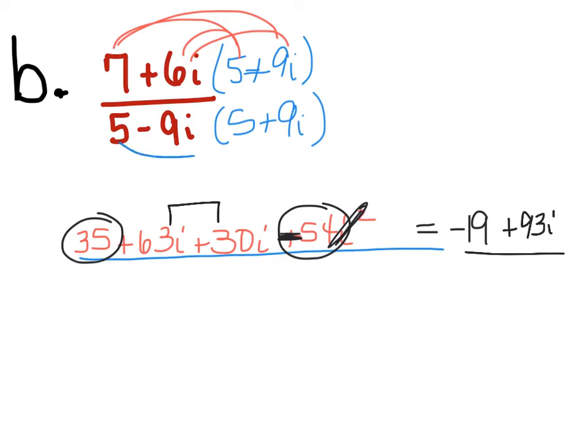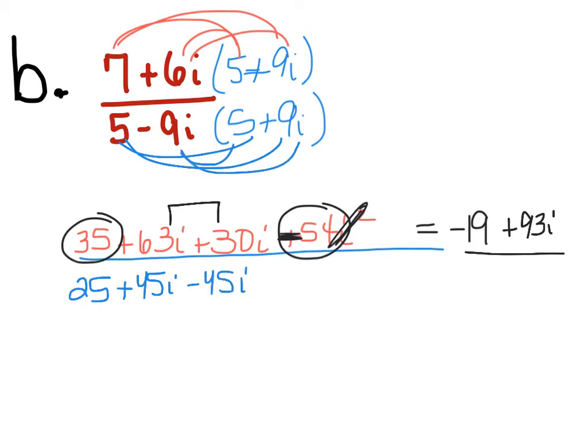We'll do the denominator. 5 times 5. 25. 5 times 9i. 45i. Good. Negative 9i times 5. Negative 45i. And negative 9i times positive 9i. Negative. It's minus 81i squared, right?